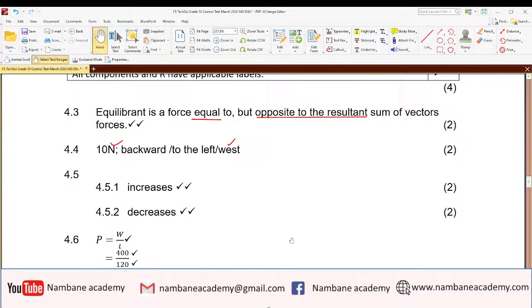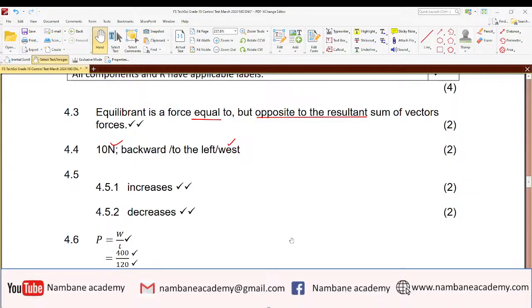4.5, the vectors are now all in the same direction to the left. How will it affect the following physical quantities? Choose increase, decrease, or remain the same. Now all the three vectors, ladies and gentlemen, are in the same direction as to the left. 4.5.1, how will this now affect the resultant vector? The resultant vector is going to increase, ladies and gentlemen.